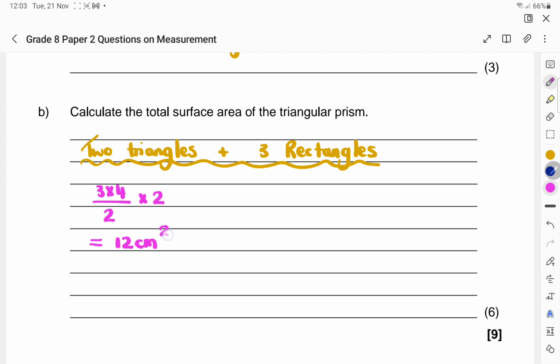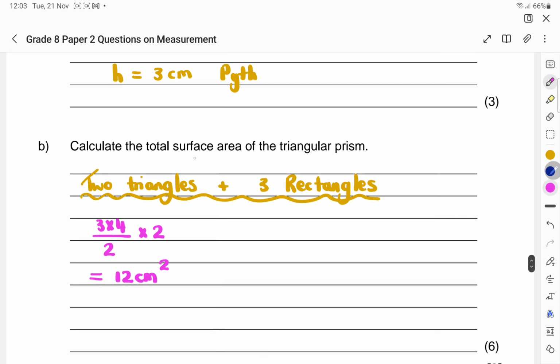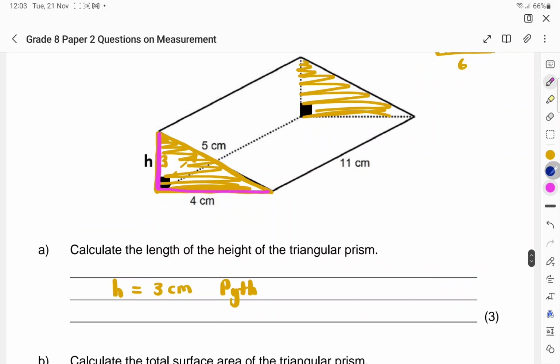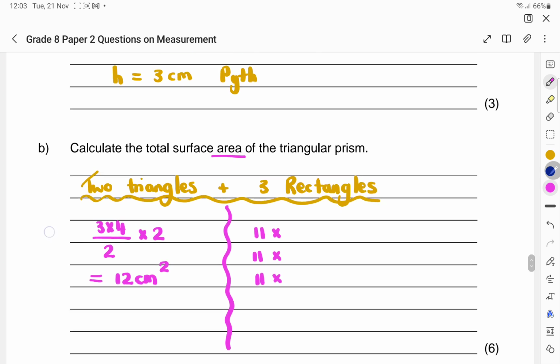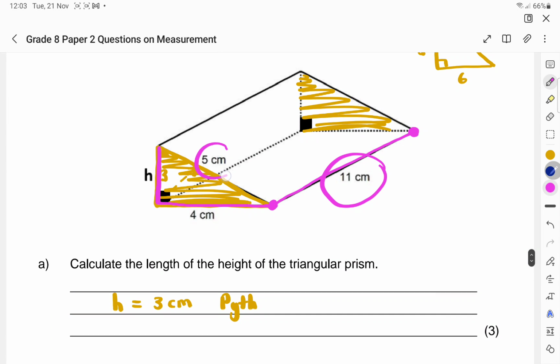Centimeters squared, because we're looking for the surface area. 12 centimeters squared. So now, do you remember my rule that I said? The one that pops out, this long side over there. You take the 11 and the 3 rectangles is going to be, let me just break it up like this: 11 times, 11 times, 11 times. And that 11 marries the 5, the 4, and the 3.